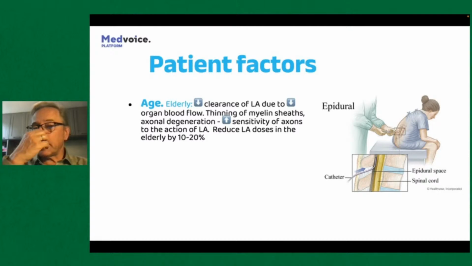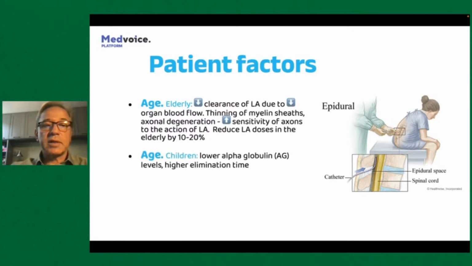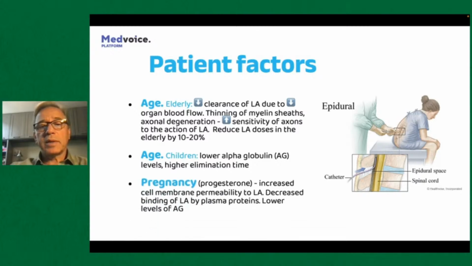Okay, what are the patient factors? Age matters. The elderly have reduced clearance of local anesthetic due to reduced organ blood flow. The myelin sheaths are thinner, hence they have a high sensitivity of the axons to the action of local anesthetic. So you would reduce local anesthetic doses in the elderly by 10 to 20% for the same effect. Children, pregnancy also matters. Increased cell membrane permeability and decreased binding to local anesthetic. So you would use lower doses in the pregnant as well.